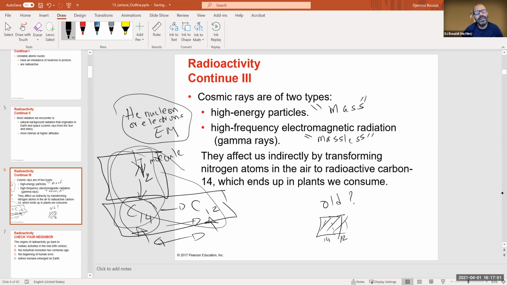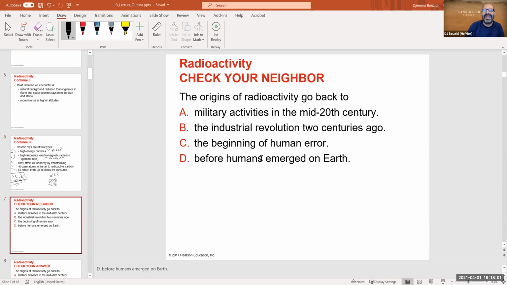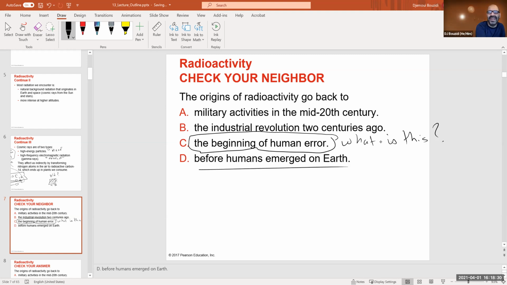I mean, when plants die, they don't tell us when they died, but we can find out. It's like forensic science, okay? That's exactly what is used in here. So the origins of carbon 14 go back to what? To the military activities of the 20th century, or to the Industrial Revolution of 2 centuries ago, or the beginning of the human era? That's a good guess. What is the beginning of the human era? Can anybody tell me what that means? Obviously, the correct answer is this one, okay? It's D. But I'm wondering what is the beginning of the human era?